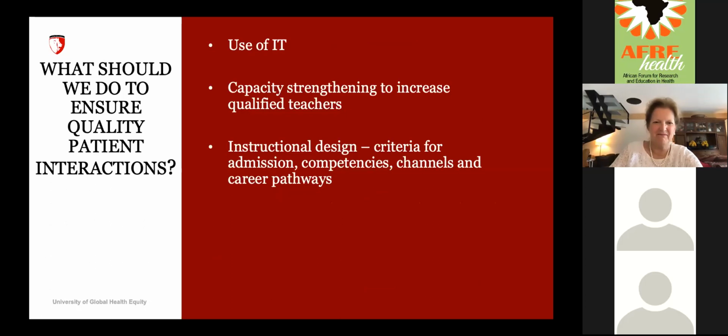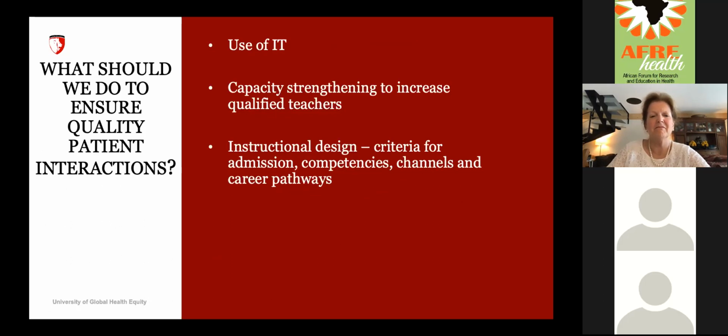Use of IT, of course, goes without saying, and we've seen this coming more and more to the forefront as a result of Corona. Capacity strengthening to increase qualified teachers. I talked about twinning, which is one aspect we can do to increase qualified teachers, which are very scarce here in Africa. And then last but not least, instructional design. And here I'm doing these 3 C's. We need the criteria for admission. Not everybody can be a nurse.